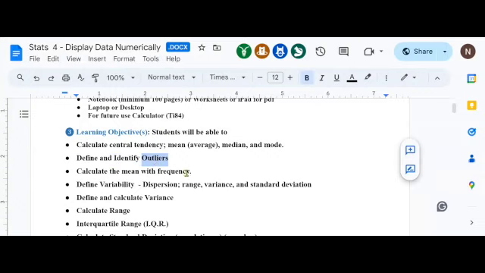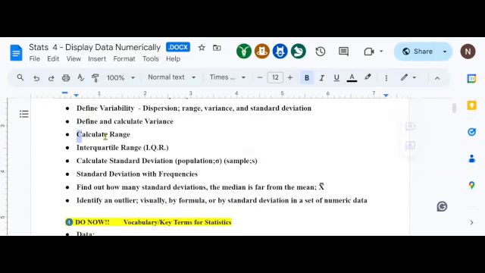Calculate the mean with frequency. This is something new, so we're going to learn this today. Define variability, dispersion, which is what? Range, variance, standard deviation. Define and calculate variance. Calculate the range. You already know how to calculate the range. And interquartile range. You already know how to do this from last class, right?